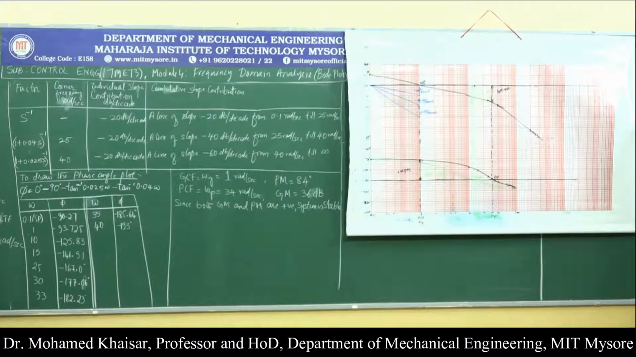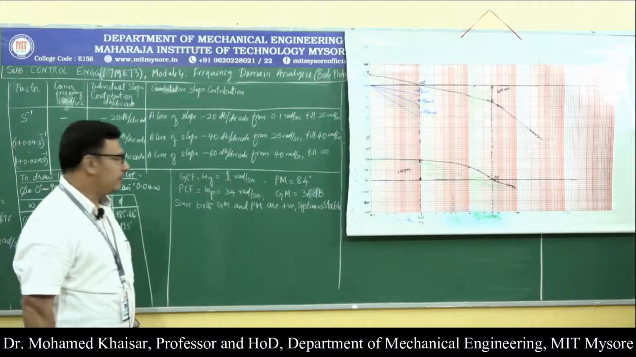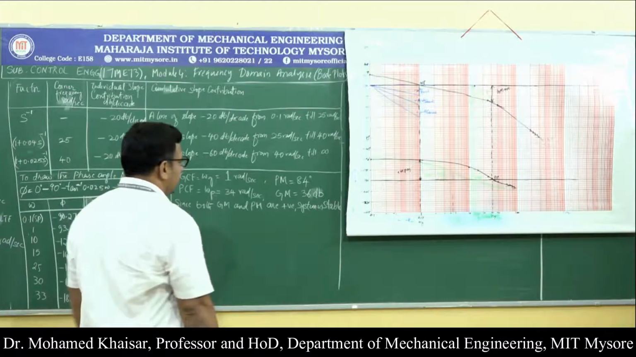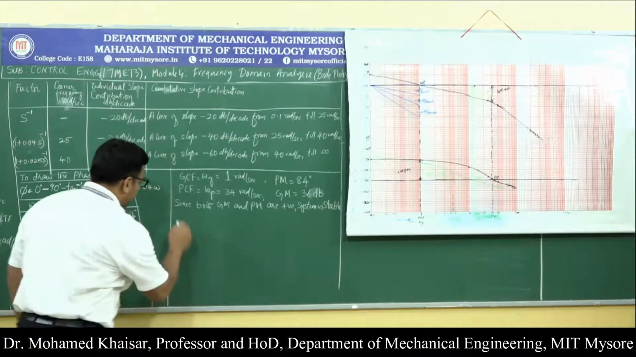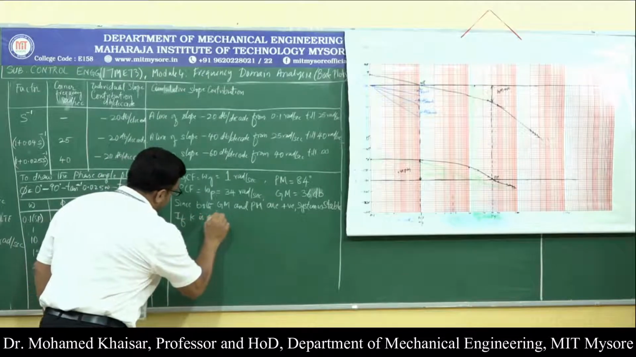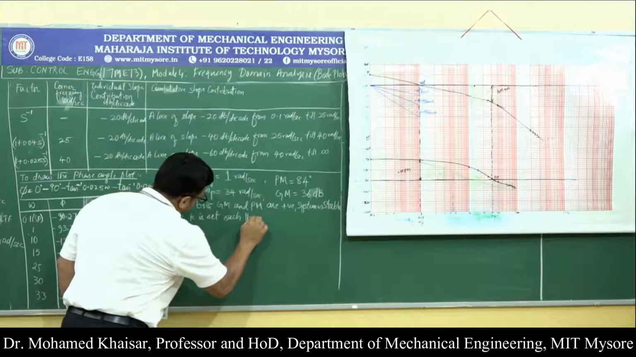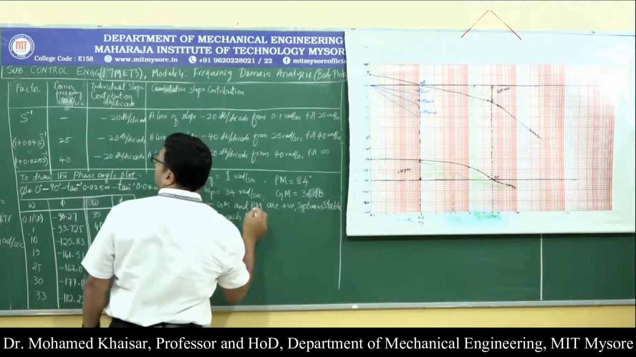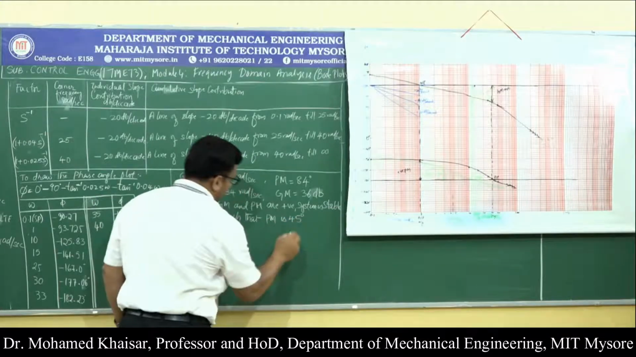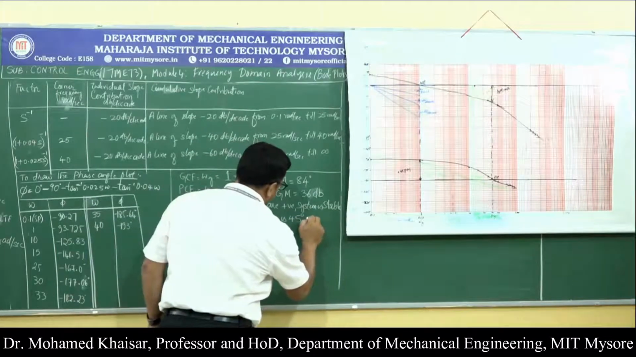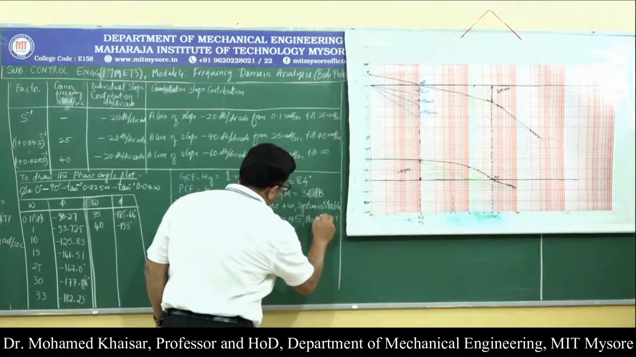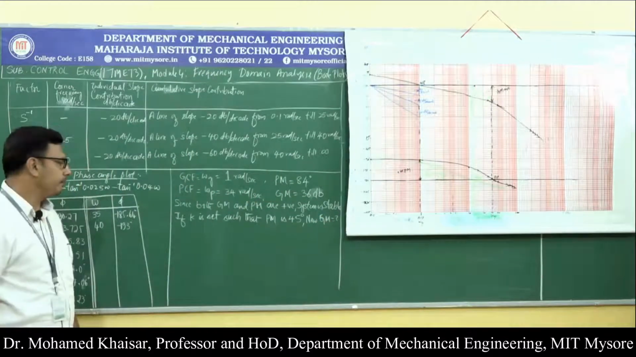Now, the extended part of the question. What is the extended part of the question? If K is set such that the phase margin is 45 degrees, then what is the new gain margin? This is the extension of the question.